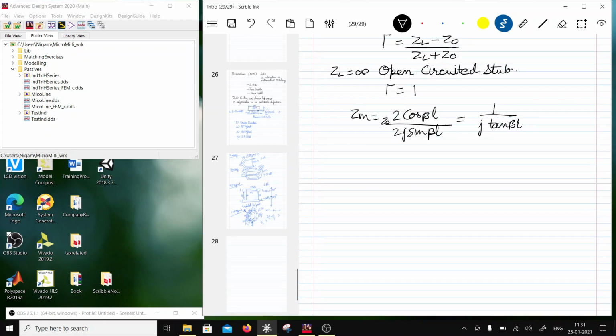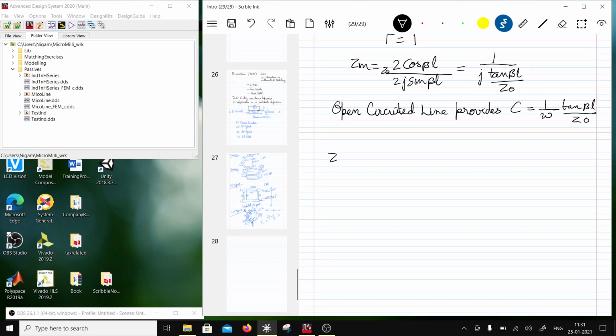So we have this as Z0, or I can say that an open circuited line provides capacitance. This is equal to 1 over ω tan(βL) by Z0, which equals 1 over ωC. So this will be the capacitance.